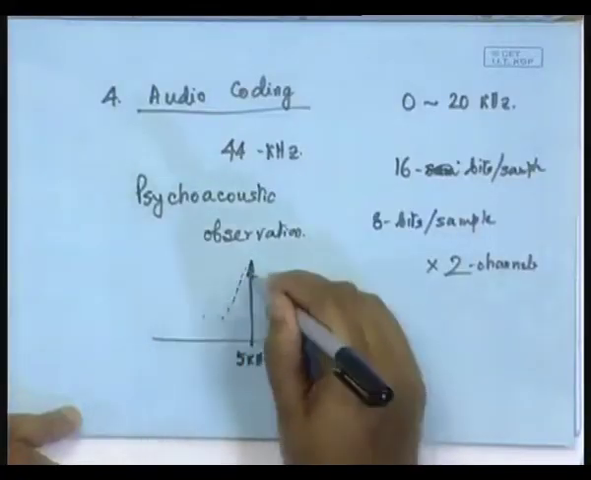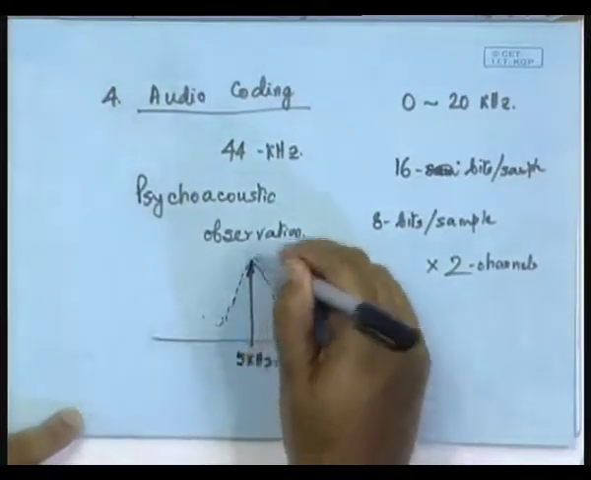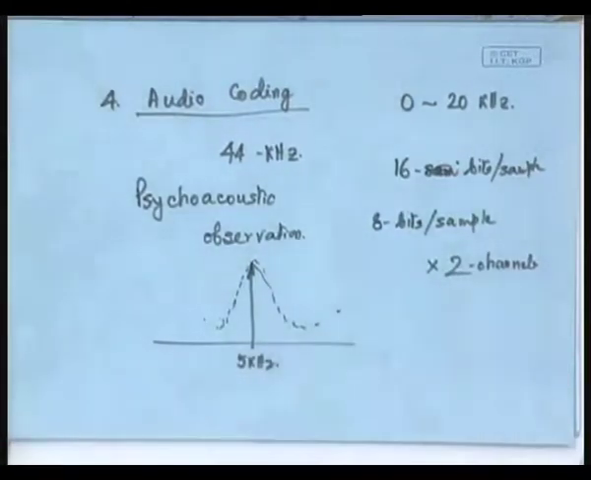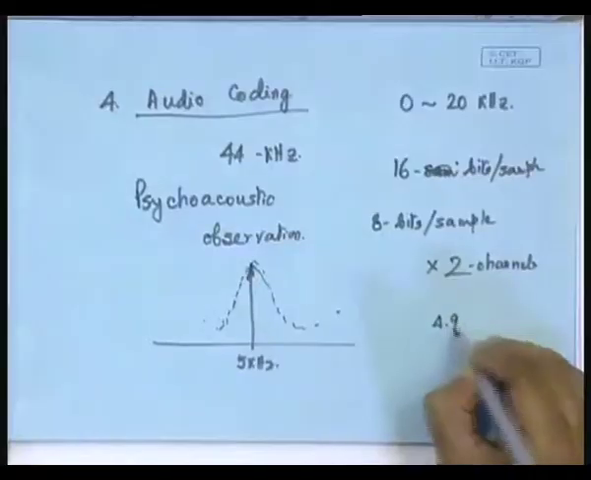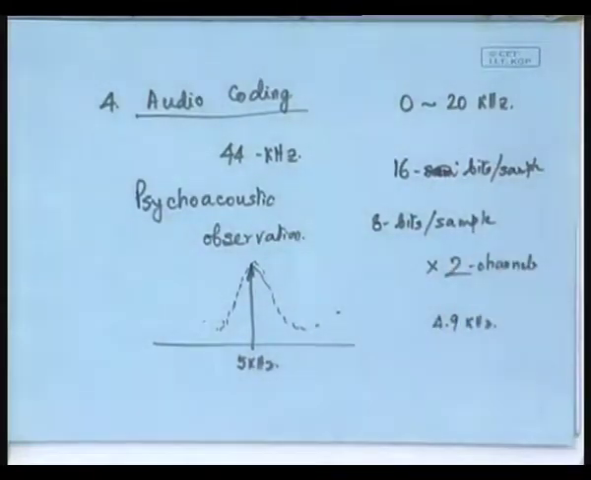So, there is some kind of a masking characteristic: close to this 5 kilohertz, there is a masking effect which gradually tapers off. If we have another audio component at 1 kilohertz, that may not be masked off, or if we have something at 10 kilohertz, that is also far off from this 5 kilohertz component. But if we have something at 4.9 kilohertz, definitely it is very close to the strong 5 kilohertz audio signal which is present, and this 4.9 may be masked off, or 5.1 may be masked off.